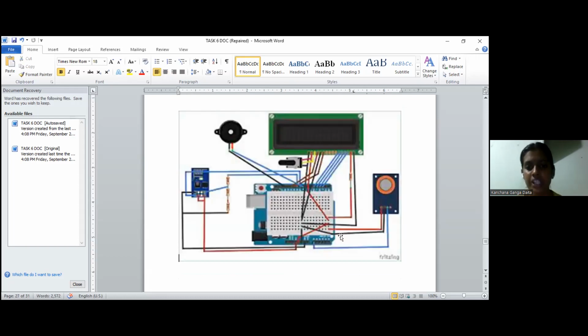And this is a simulation diagram. Here is the LCD display. It will display whatever the sensors measure. This is the Arduino board. This is the PM2.5 sensor. Sorry, this is the MQ135 sensor, and this is the BME280 sensor.